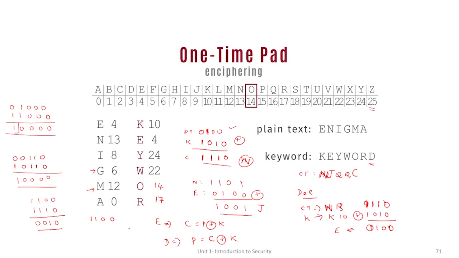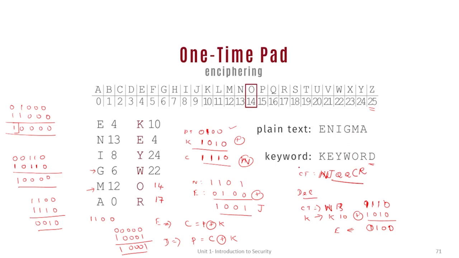And 0, 17. So 0 means all 0. 17 means 16 plus 1, 17. So the remaining digits are 0. So it is different. So 16 plus 1, 17. So the 17th letter is R. So this is the answer: NJQQCR. So there are 6 letters.